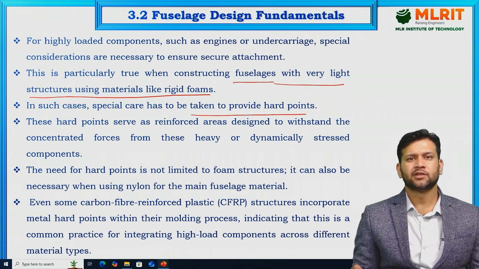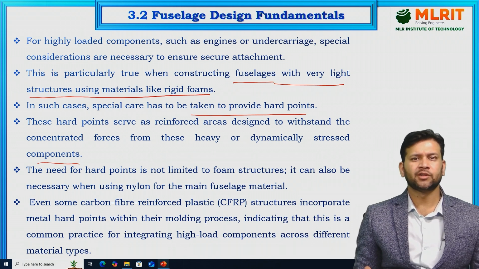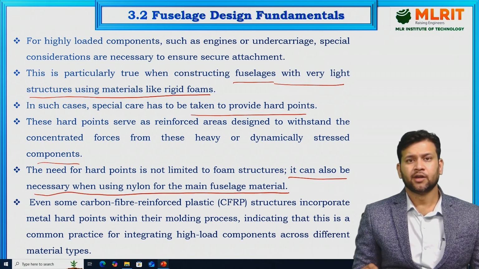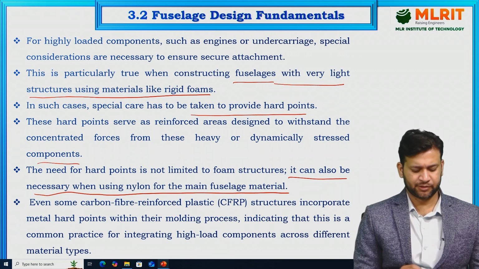These hard points serve as reinforced areas designed to withstand the concentrated forces from these heavy or dynamically stressed components. The need for hard points is not limited to foam structures. It can also be necessary when using nylon for the main fuselage material. Even some carbon fiber reinforced plastic structures incorporate metal hard points within their molding process, indicating that this is a common practice for integrating high load components across different material types.